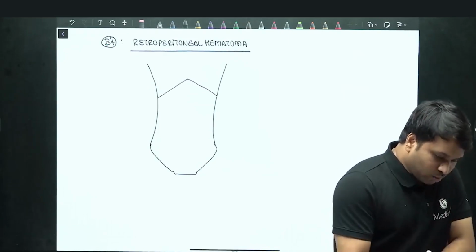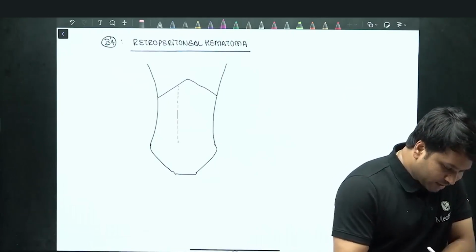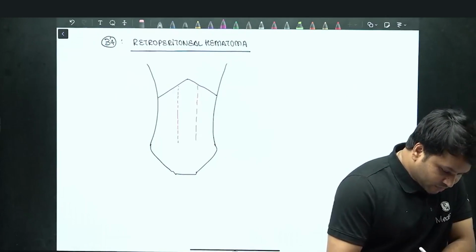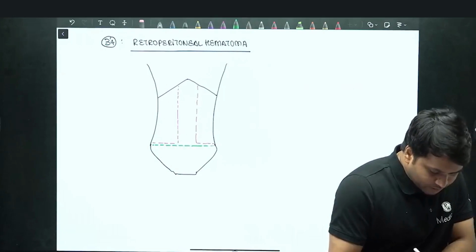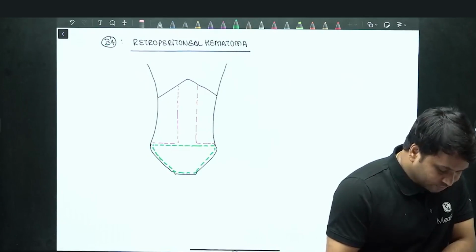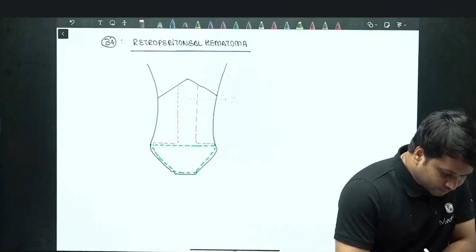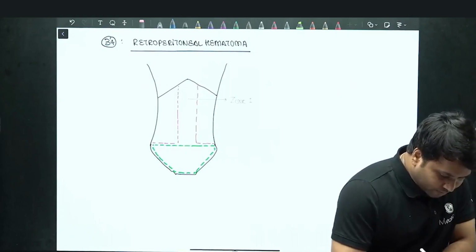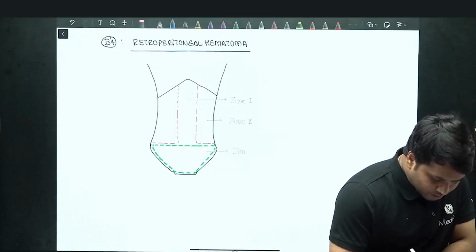Now, what we do is divide the retroperitoneal space into the central zone, which is here, then the lateral zone, which is present here, and the rest is considered the pelvic zone. So they are divided as, this is zone 1, this is zone 2, and this happens to be your zone 3.